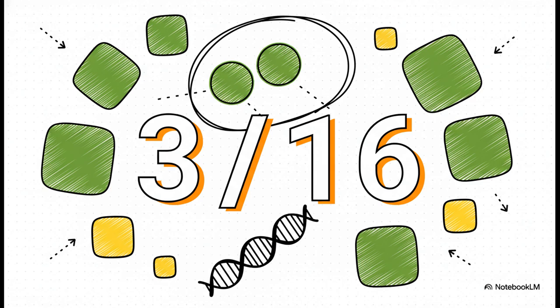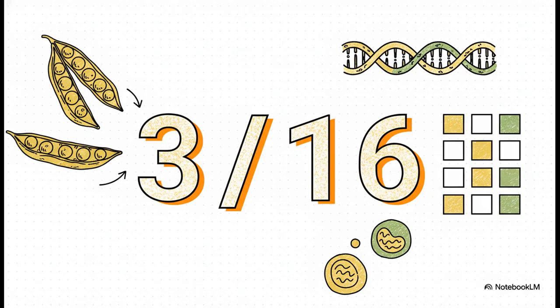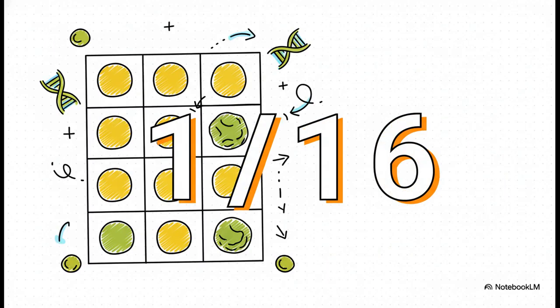Next, something new appears. 3 out of the 16 are going to be round but green. Now remember, that combination didn't exist in the F1 generation. This is brand new. And we get another new mix. A different 3 out of 16 will be wrinkled but yellow. Again, a totally new combination of traits that we didn't see at the start. And finally, we have the smallest group. There's just one single box out of all 16 that will result in an offspring showing both recessive traits, wrinkled and green, just like one of the original grandparents.